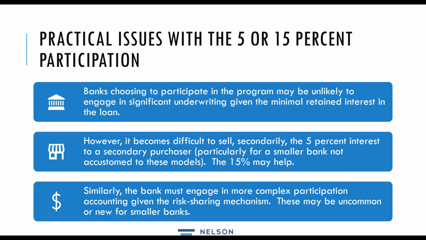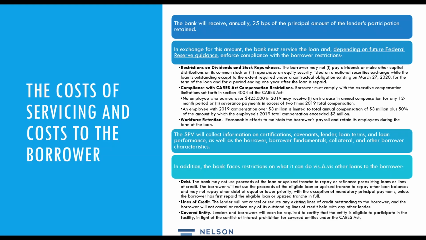And so, in light of that, fully expect the Fed to give some fairly detailed underwriting guidelines at some point because of the very little participation, either 5 or 15%, that'll be held by the primary lender. Finally, make sure you're thinking about the costs of servicing and preparing for this. You get 25 bips of the principal amount annually for the retained participation.